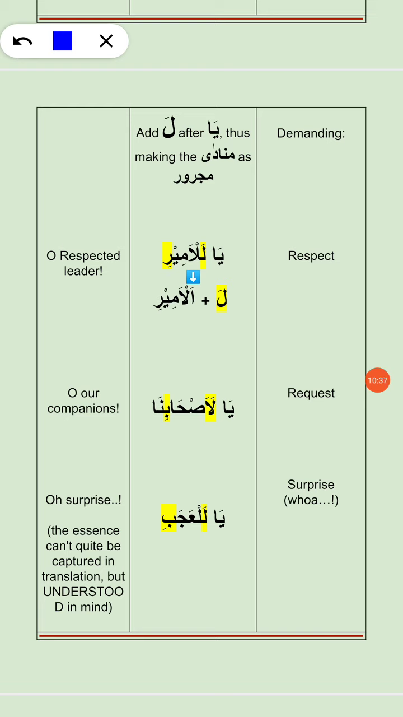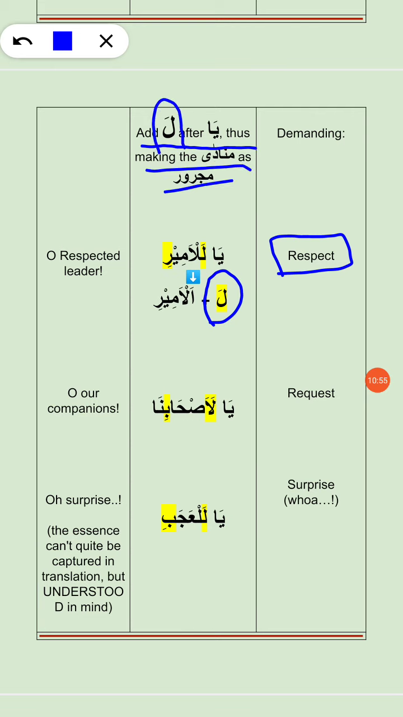Okay, if the munada demands any kind of respect, we add the la with the munada. So add la after ya, thus making the munada majroor, because of course this is the same thing, right? However, the usage here is slightly different. The dynamics remain the same, but the usage gets a bit different.